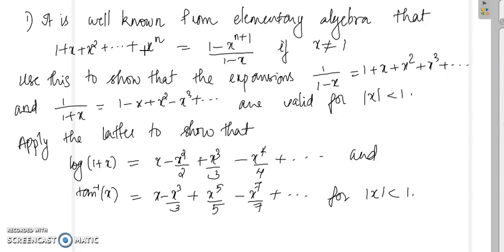And using these two series, you need to show that the series for log 1 plus x is equal to x minus x square by 2 plus x cube by 3 etc. and tan inverse of x is equal to x minus x cube by 3 plus x raised to 5 by 5 minus x raised to 7 by 7 plus etc. So let us look at how do we get these two expansions, 1 by 1 minus x and 1 by 1 plus x.